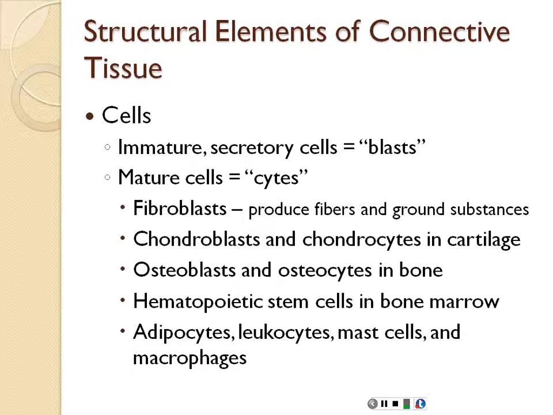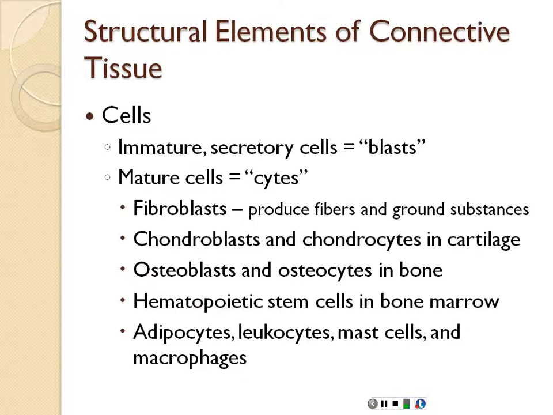Okay, then you have hemopoietic stem cells in bone marrow. Hemopoietic or hematopoietic, actually you'll see that both ways. This word, hematopoietic, has to do with blood. The hema, that has to do with blood. So in the bone marrow, we have blood cells.